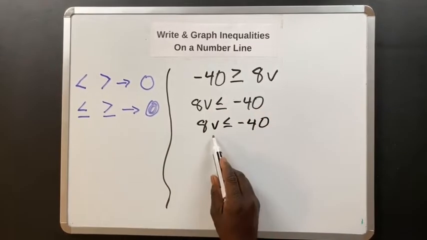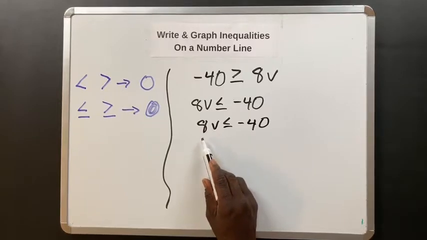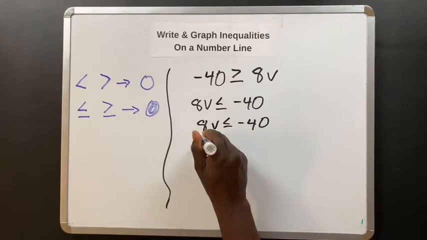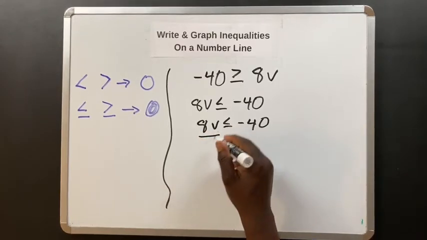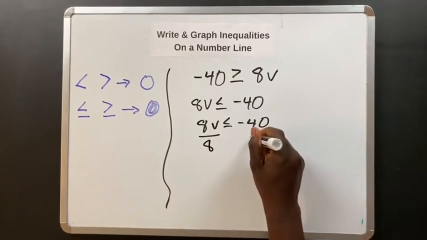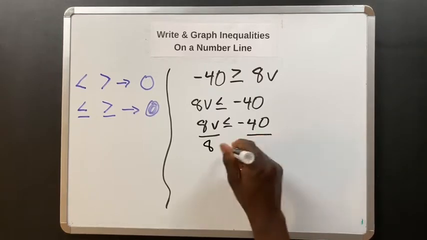And we need to solve for v. What's the opposite of multiplying v by 8? You divide. The opposite of multiplication is division. Whatever you do to one side, you do to the other. So you divide this by 8.